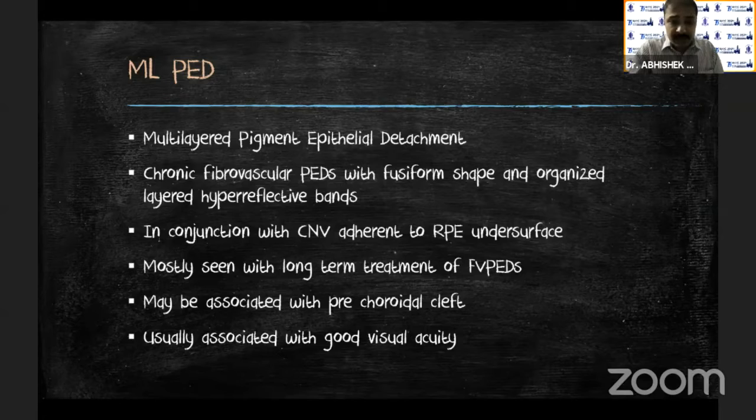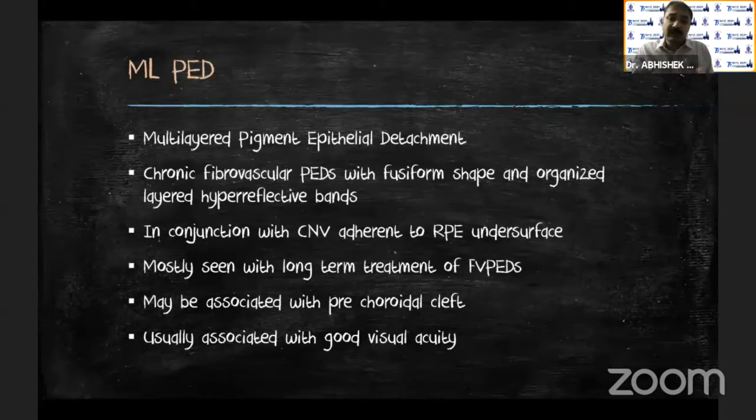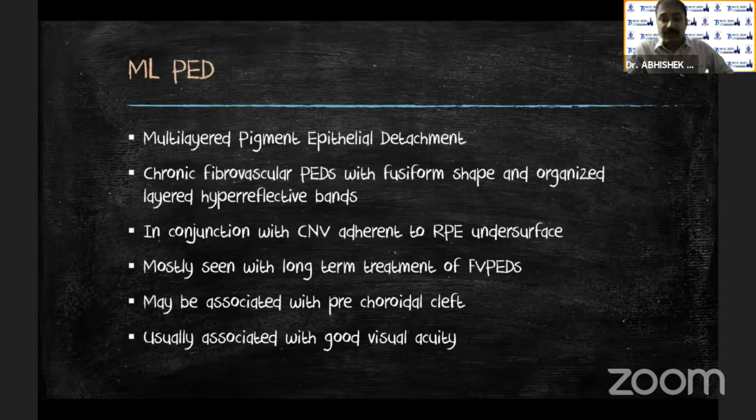This is always present in conjunction with CNV that is adherent to the RPE undersurface. It is mostly seen in long-term CNVMs which have an FVPED to begin with and have been on anti-VEGF treatment. So the CNV process is limited to under the RPE, with the retina overlying it being protected. And usually they are associated with good visual acuity. When there is contraction of these fibrous bands, there may be a prechoroidal cleft that is formed. That is a clear area between the choroid and these fibrous layers.